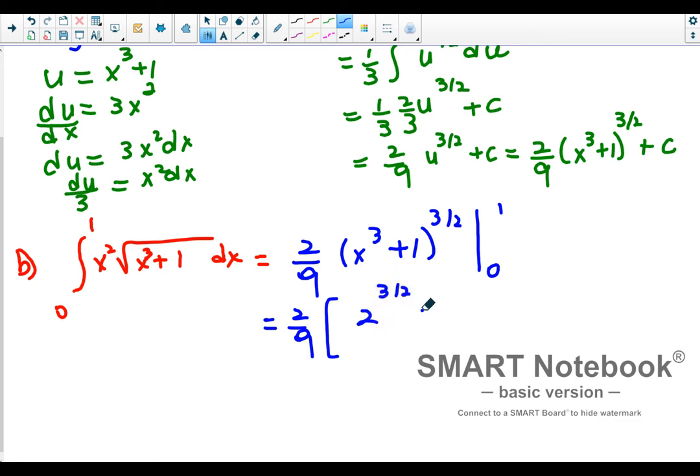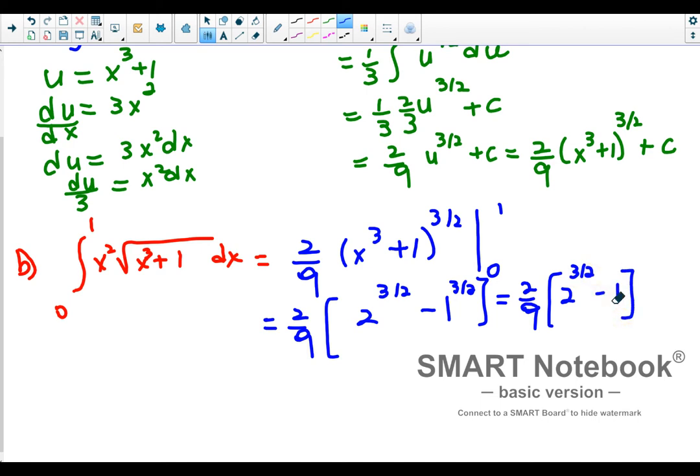And then minus plug in a 0 for x. Then 0 plus 1 is 1, so we're going to have 1 to the power of 3 over 2, which of course 1 to any power is itself. So here's going to be our answer, 2 over 9 times 2 to the 3 halves minus 1.